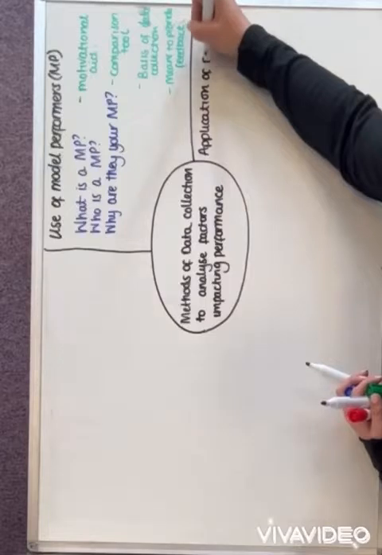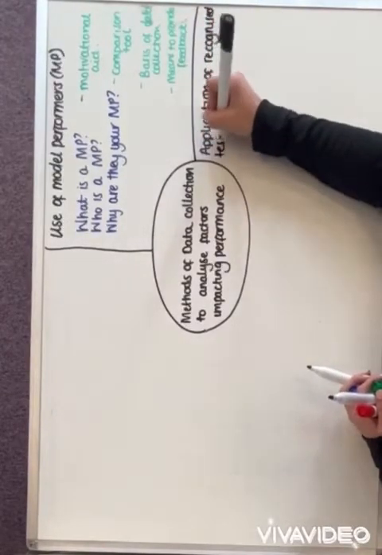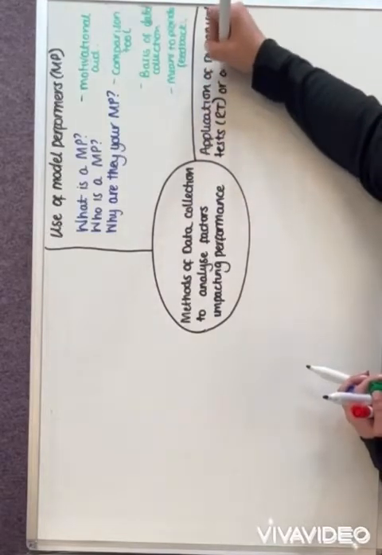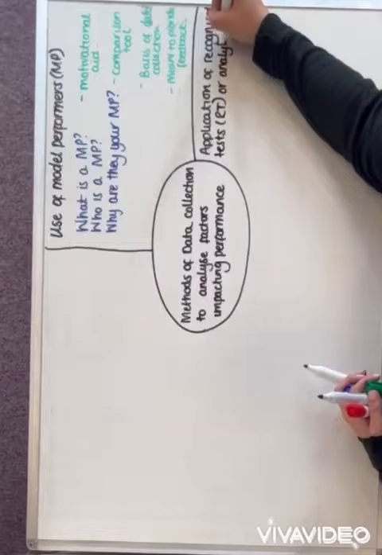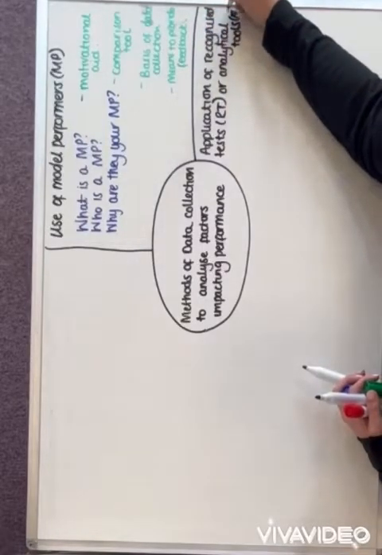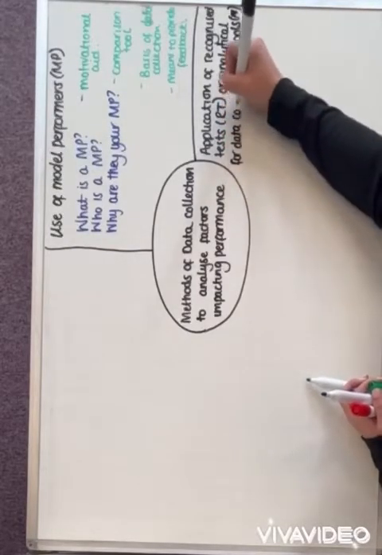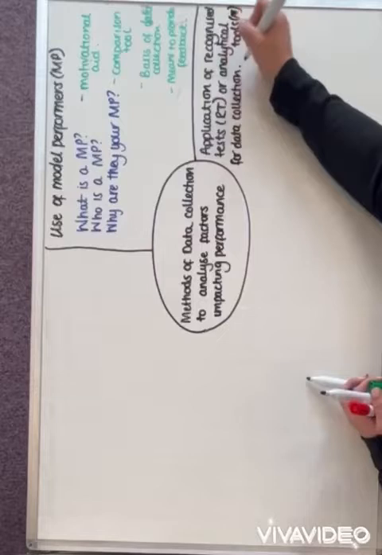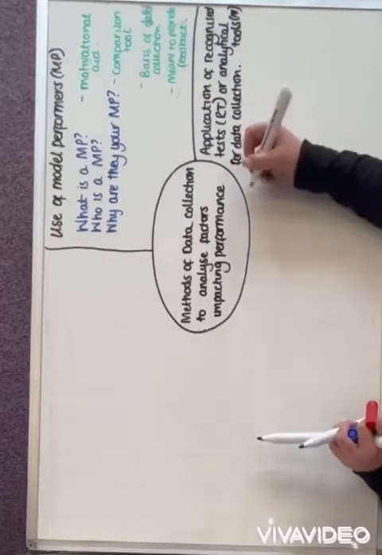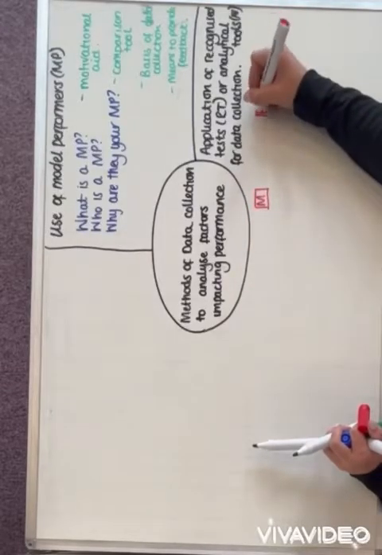The second part of this video is about the application of those recognised tests or the analytical tools to collect our data. The methods that we use to collect data before we make our training programme on our weaknesses to help identify those weaknesses can be split into recognised tests, so something that has a set routine, a set method that you have to follow, or an analytical tool, something that can be tailored towards the activity you're doing or the different role that you play within your team.